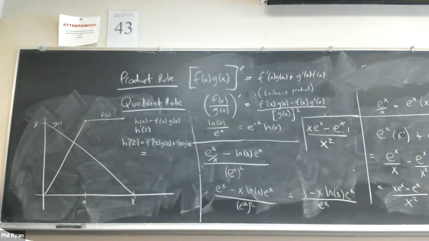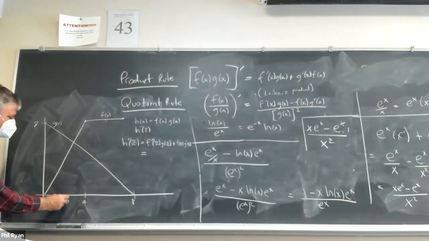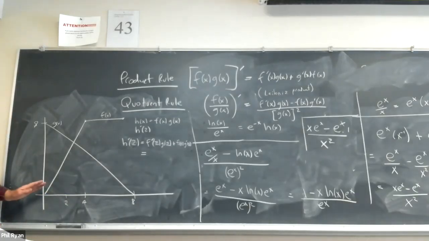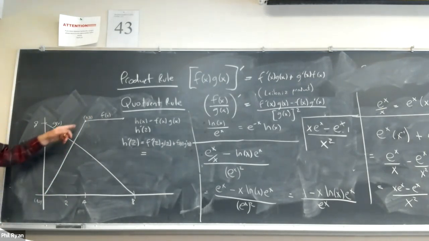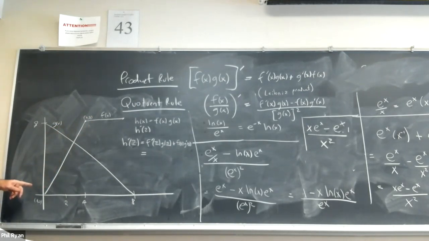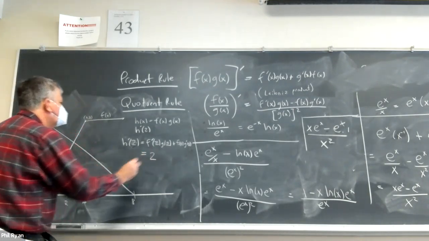So what's f prime of 2? So 2 is here. So what's the slope of f at 2? So it rises from 0, 0 to 4, 8. So what's that slope then? Yep, so it's 8 over 4. It rises 8 over a run of 4. So f prime of 2 is 2.